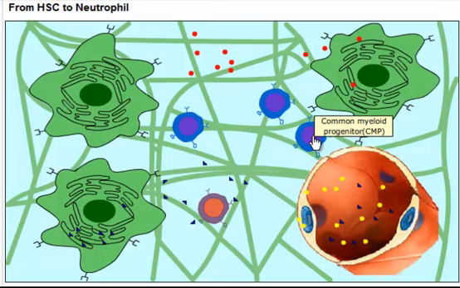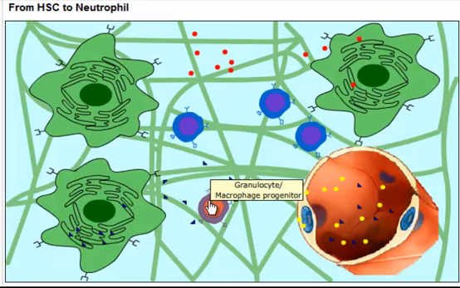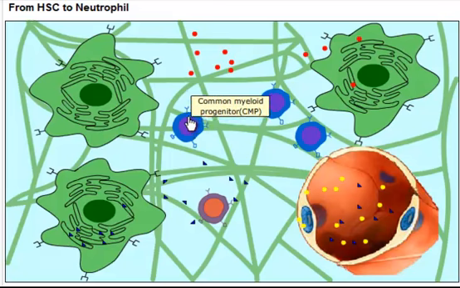So at this point, you have the common myeloid progenitor cell that's going to arise from the hematopoietic stem cell, and this is going to give rise to a granulocyte or macrophage progenitor. This is done through the GM-CSF molecule, which is the granulocyte macrophage colony stimulating factor. So these are small cytokines or growth factors again that are going to interact with some of these myeloid precursor cells or progenitor cells and cause them to start differentiating into the granulocyte macrophage progenitor.